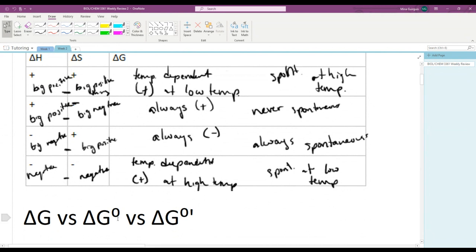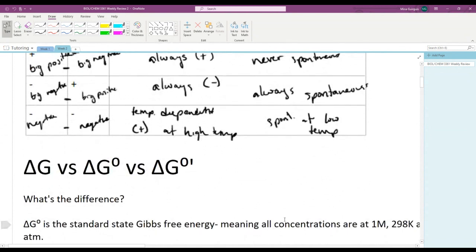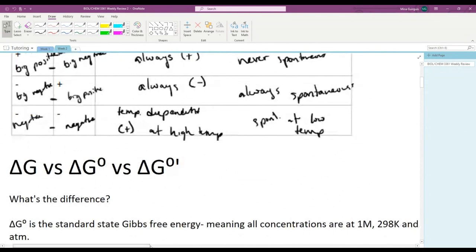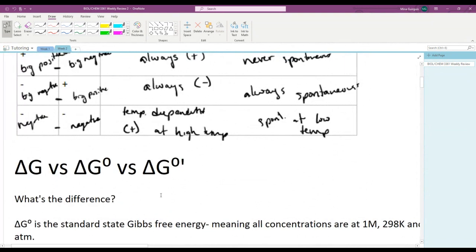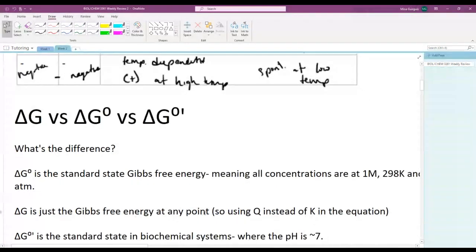So what does standard conditions mean? It means all concentrations are 1 molar. You're at about 298 Kelvin, so room temperature, and 1 atmosphere, okay? So that's great and all. And like I said earlier, delta G is the free energy at any point, so you'd be using Q instead of K. But delta G naught isn't perfect for every situation, all right? For example, in our biochemical systems, like our body, the pH is about neutral. So that's why delta G naught prime started getting used, because we wanted to make sure that we were discussing the standard state of biochemical systems, okay?